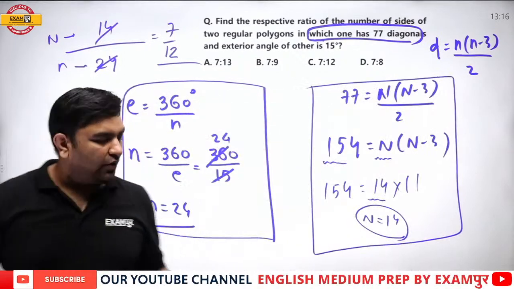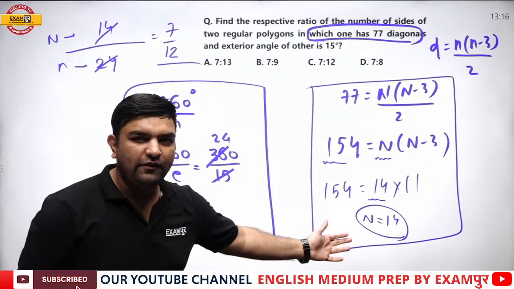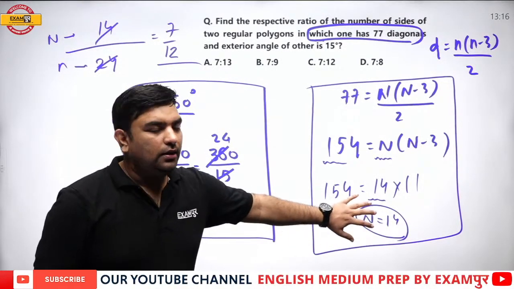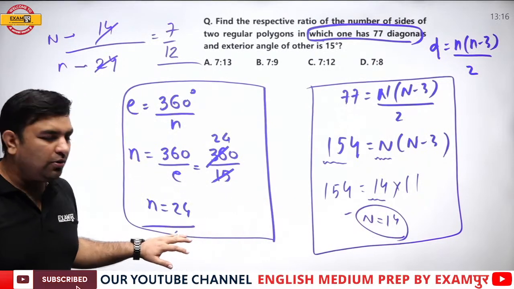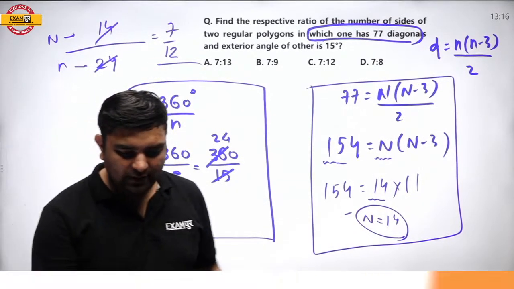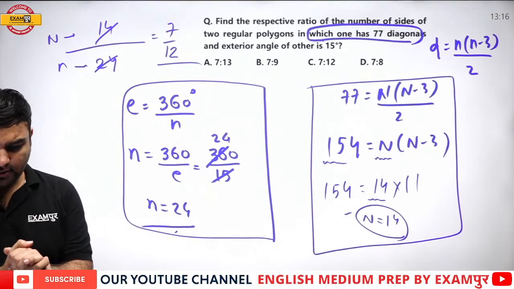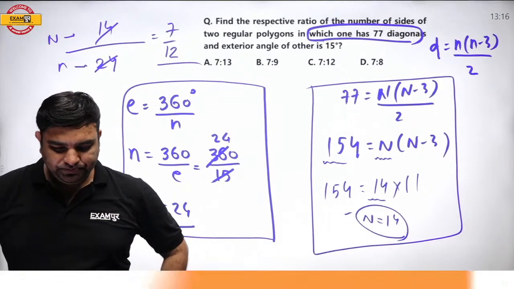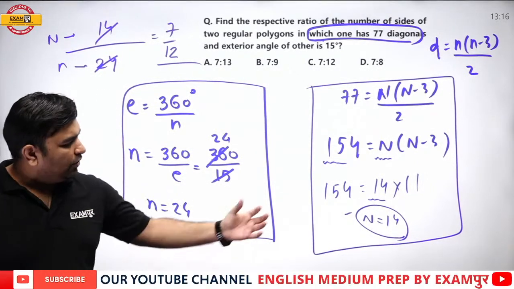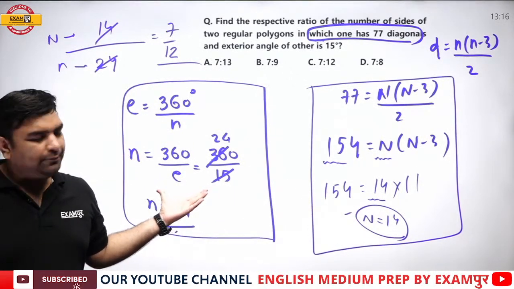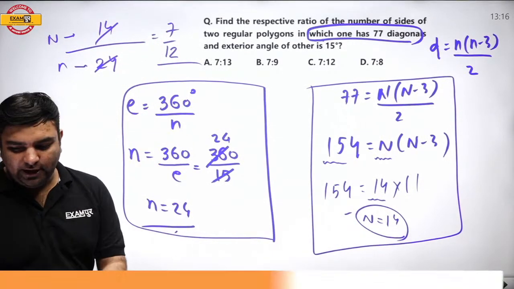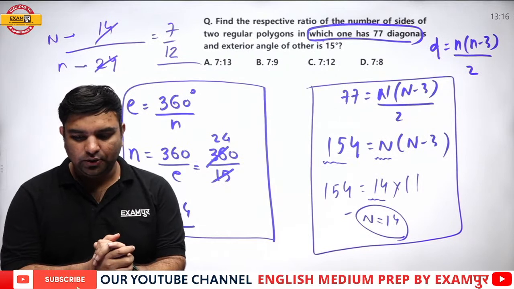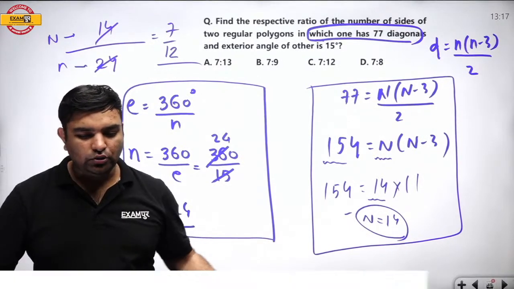From here, we find out the number of sides of the first polygon. From here, we find out the number of sides of the second polygon. Now, it is being asked the number of sides of this polygon upon the number of sides of that polygon. It's 14 by 24, 7 by 12 is the ultimate answer. If it is clear, please raise your thumbs up, so that I will get to know and move ahead without any baggage.